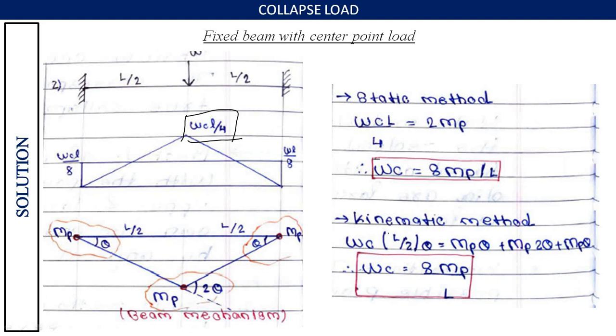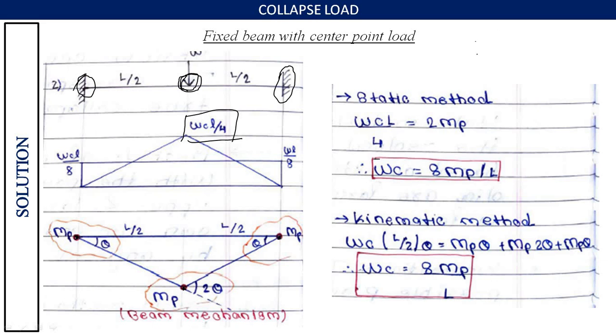Now let us see by using the kinematic method. Here it is a fixed point, so one hinge will be created over here and MP will be formed. Also this is a fixed support, so you will have a hinge over here and plastic moment will act over here. And at that point, it is an internal hinge, so one hinge will be created here and the plastic moment will act over here. So let us equate that external work is equal to internal work.